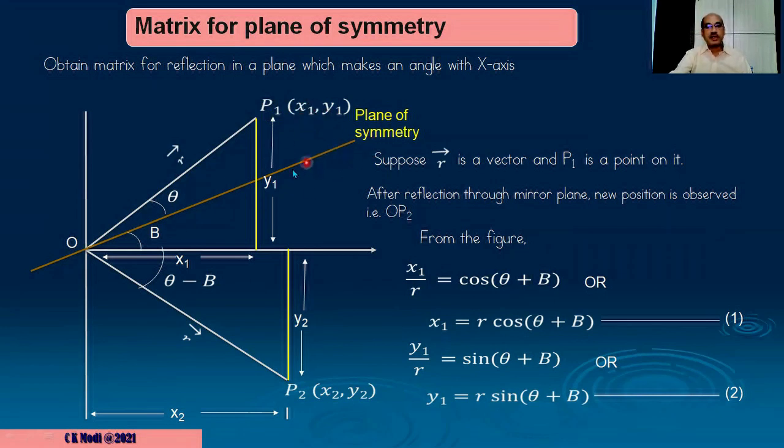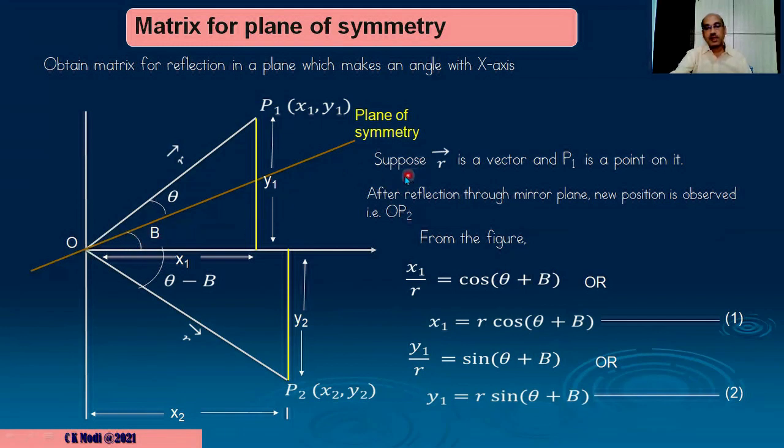If we put the plane or mirror plane in such a way that it makes an angle with the x-axis, that is B, then this line is the mirror plane. You have to place it like this. So the angle with the x-axis is considered to be B.